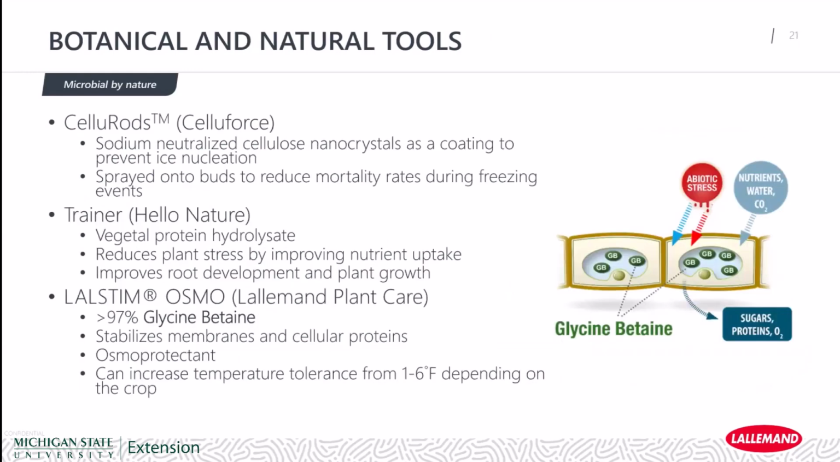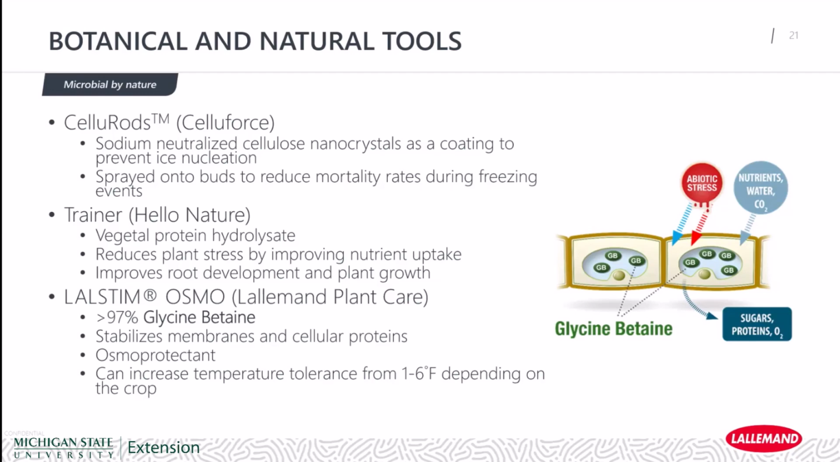And finally, the last type of tool I want to introduce is a botanical or a natural tool. There are 3 that currently exist on the market that are utilized. The first one is called Cellurods from a company called Celluforce. These are sodium neutralized cellulose nanocrystals, and they will coat the plant to prevent ice nucleation. You spray it directly onto the buds to reduce mortality rates during your freezing events. The thought is that if ice can't form, you can't get that dehydration effect from the intracellular freezing.